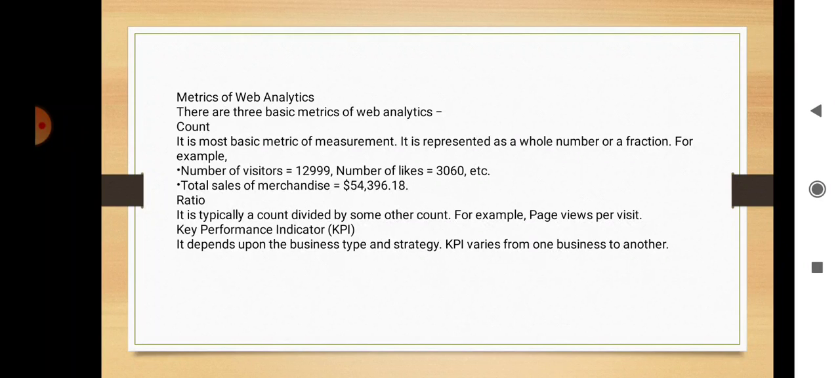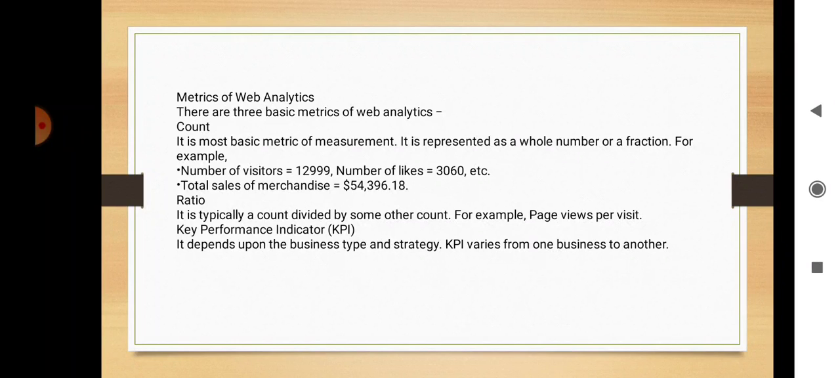First is count. It is the most basic metric of measurements, that means count, and it is represented as a whole number, that means starting from 0, 1, 2, 3, or a fraction. For example, number of visitors is equal to 12,999, for example. Then number of likes, suppose 3060, etc. Then total sale of merchandise, $54396.18. These are the first metrics of web analytics, count.